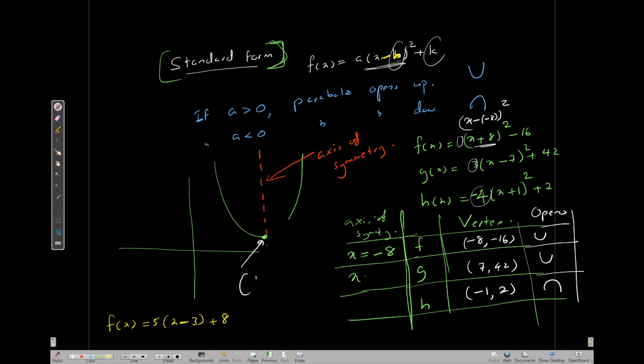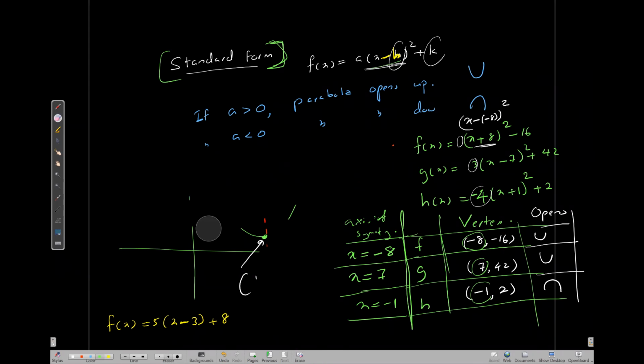For g, it's x equals 7, and x must be equal to this number right here. So x equals negative 1. So this tells us, let me erase this. This standard form actually gives us a lot of information.